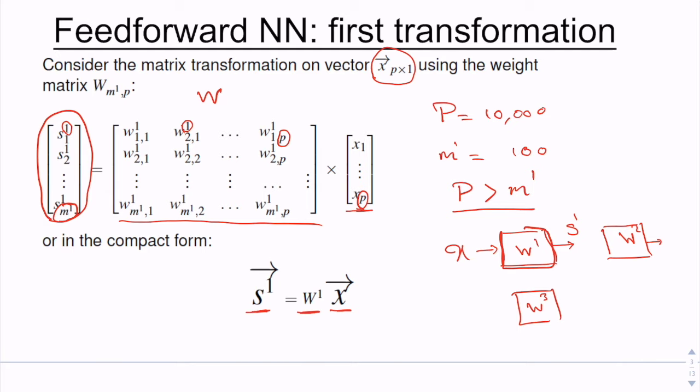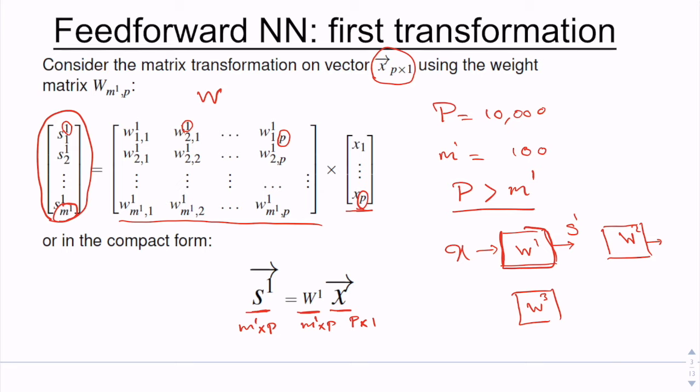So dimension wise, this is p by 1, this is m1 by p, and this one is m1 by p. We have this, so this is the first step. This is a linear transformation, but as I mentioned, neural networks are a cascade of linear transformations as well as nonlinear transformations.